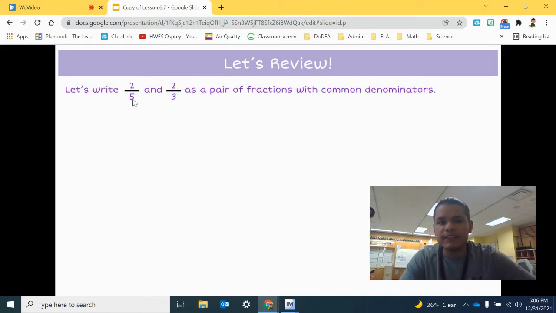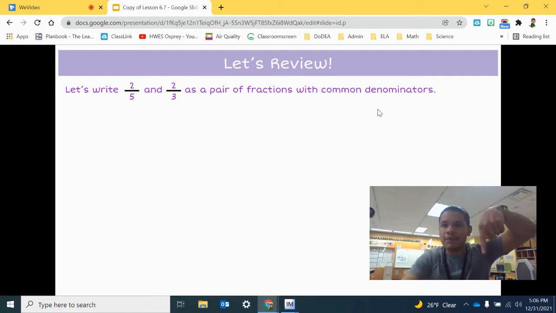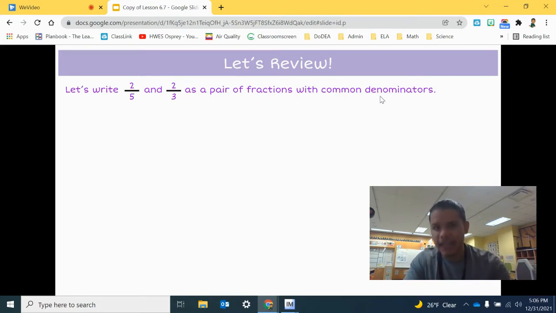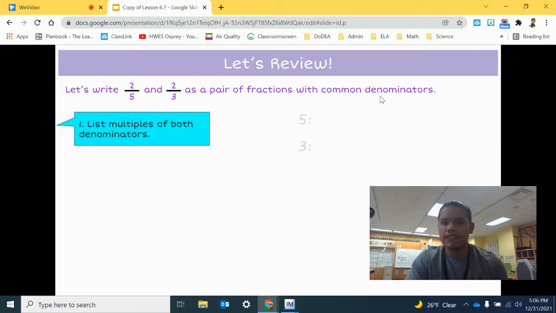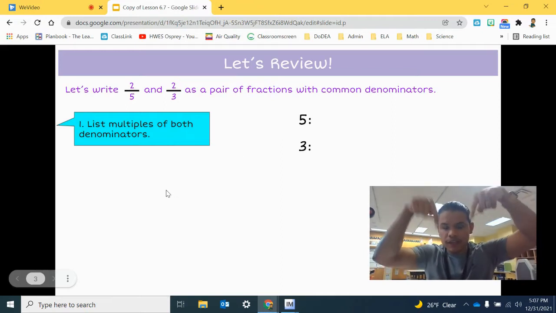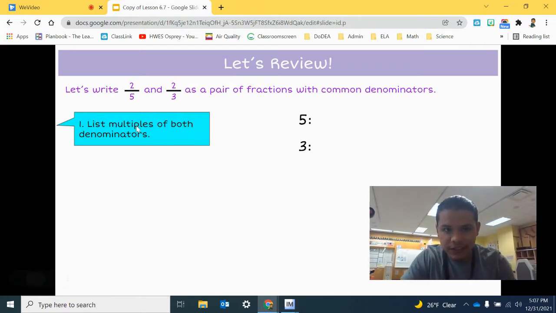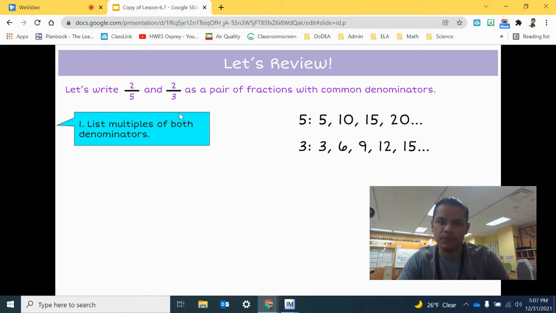Now, let's write 2/5 and 2/3 as a pair of fractions with common denominators. Denominators, remember we use multiples. Don't get it confused with simplifying fractions where you use factors. Denominators use multiples. So step number 1 is to list the multiples of both denominators. If you look at 2/5 and 2/3, the part of that fraction that's down is your 5 and your 3. So you need to list your multiples of 5: 5, 10, 15, 20, and so on, and 3: 3, 6, 9, 12, 15, and so on.